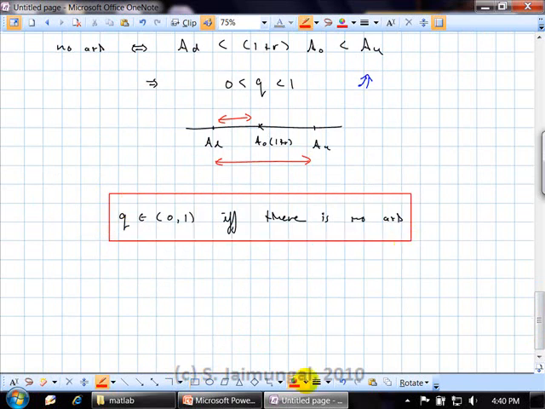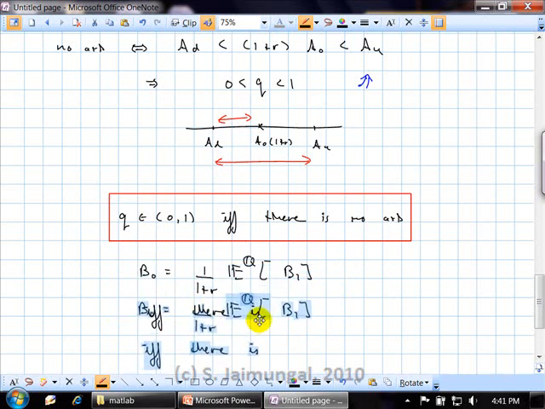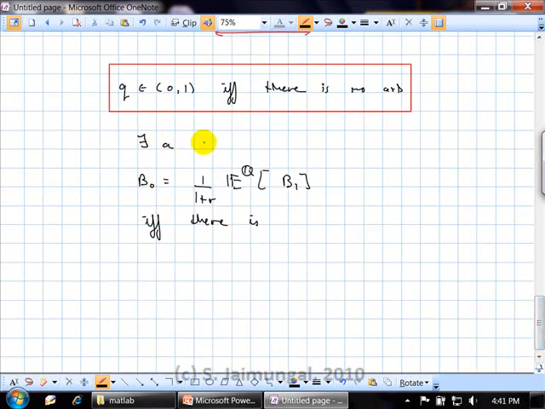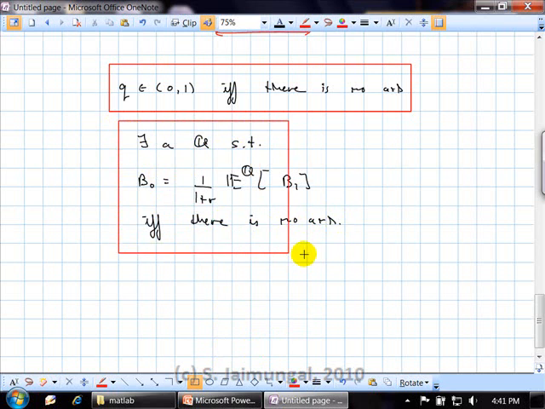Okay, so that is fantastic. So we could also add to this. So this tells me as well that Q is between 0 and 1 if and only if there's no arbitrage, that means that the value B0 has to be equal to 1 over 1 plus R times the expectation under some new probability measure, of B1, if and only if there is no arbitrage. Or I should say, let me modify that statement a little bit. Let's say there must exist a probability measure Q such that B0 equals this if and only if there is no arbitrage. Okay. These statements are the same.